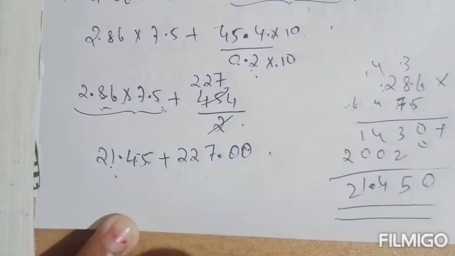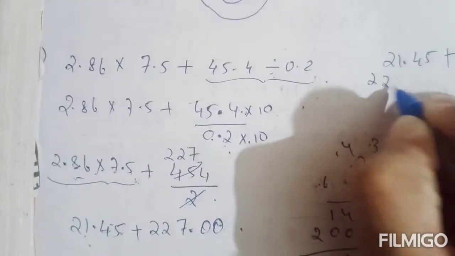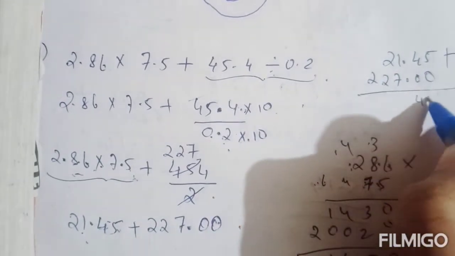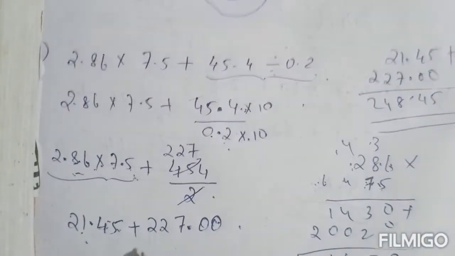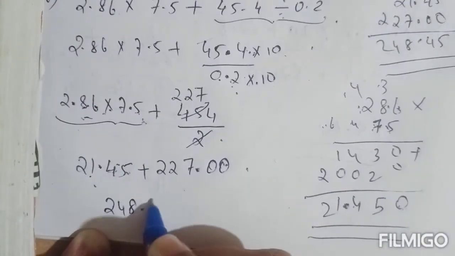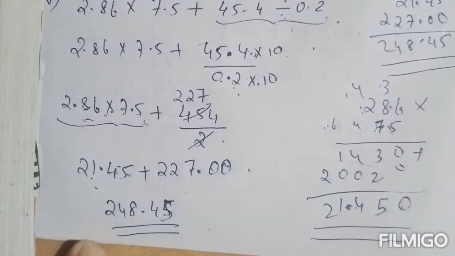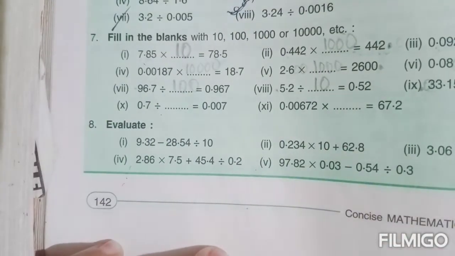So adding 21.45 plus 227.00, what you will get? It is 248.45. So this will be the answer. 8th question, 5th one you can do as homework.